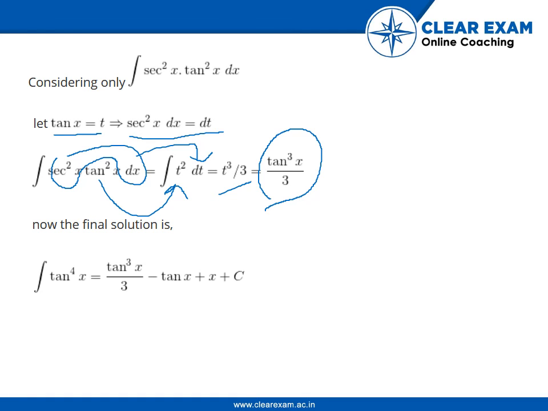So the final integration is tan cube x by 3 minus tan x plus x plus c, where c is an arbitrary constant. So that is it. I hope you all got it. Thank you. Have a nice day.